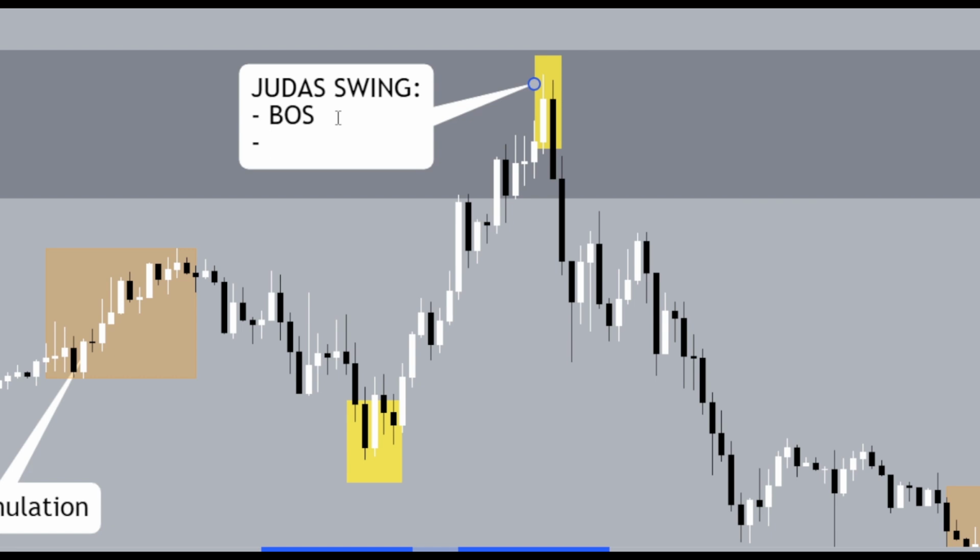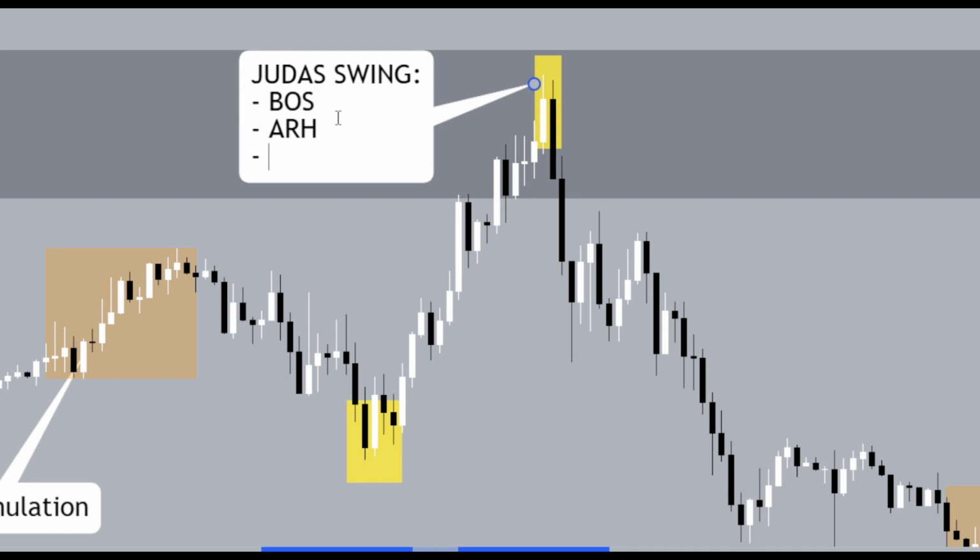Typically, the very high probability Judas swings, or the Judas swings that I trade personally, bearish ones are all above the Asian range high. Of course, if it's a bullish one, it'll be below the Asian range low. But this is a bearish case study or bearish price action review. And so the Judas swing itself must occur above the Asian range high. So it must break structure and it must be above the Asian range high. Now, the third thing, which I should have actually mentioned at the start, is that it must occur in either the London or the New York session, right?